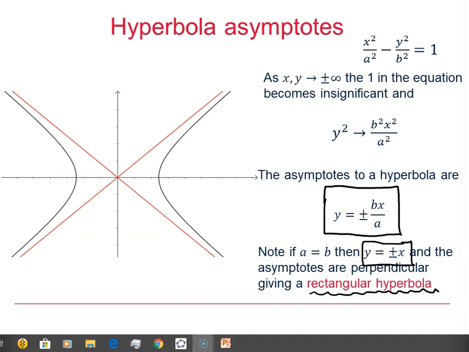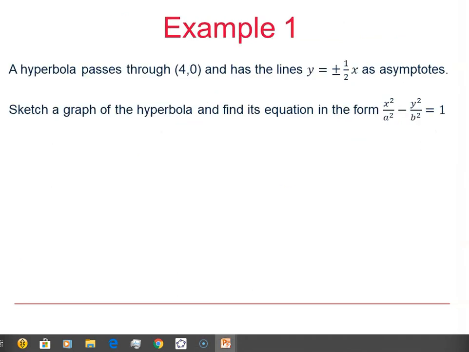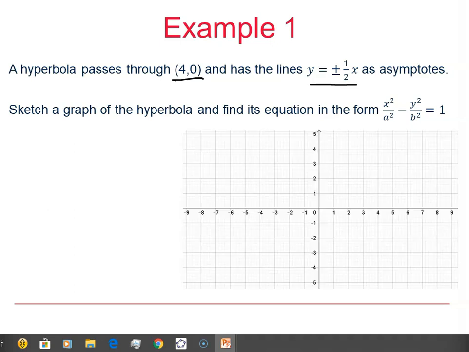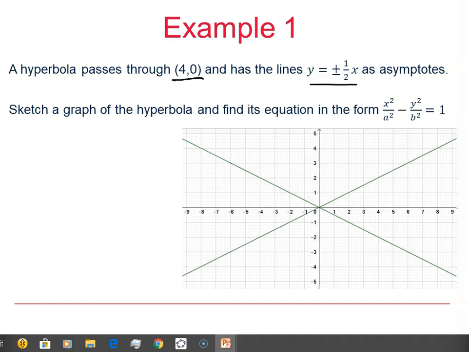Let's now look at an example of how that might be used in an exam question. So in this question we're asked to sketch a hyperbola which passes through (4, 0) and has asymptotes y is equal to plus or minus a half x. So the first thing we want to do then is on our axes is to put in the asymptotes.